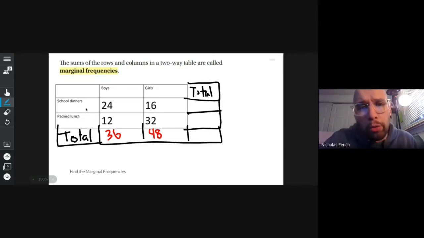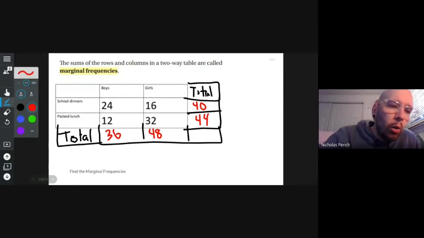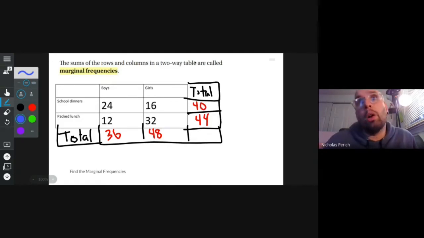How many people wanted a school dinner? 24 plus 16 is 40. So the total amount of people who wanted a school dinner is 40. How many people wanted a packed lunch? 12 plus 32 is going to be 44. And if I wanted to find my total, I can either add up 36 and 48, which is 84, or I can add 40 and 44, which is 84.